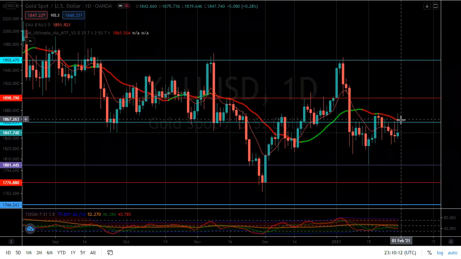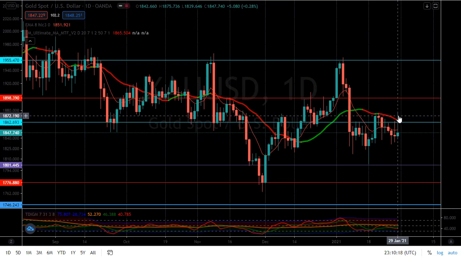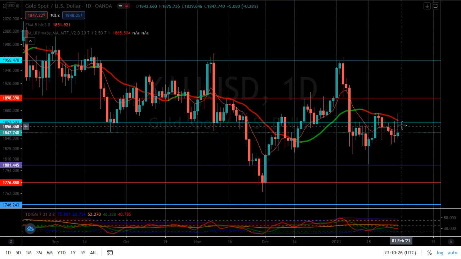If we get a break and close above these highs at the 1875 area, we'll be looking forward to the next key level of resistance at the 1898 handle. But for this pair, let's see this move first of all to the 1862 area, or as high as the 1875 area. Let's see that move first of all.